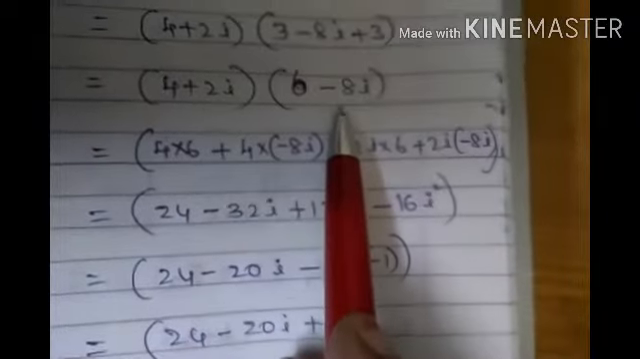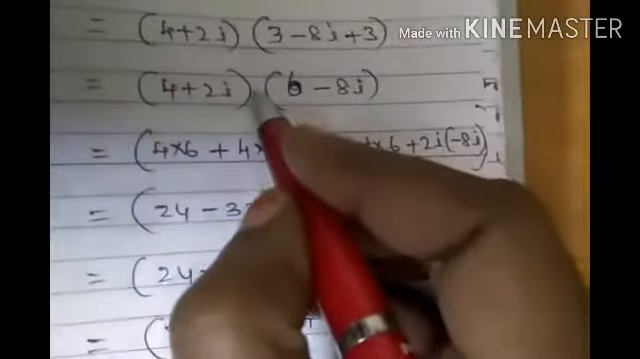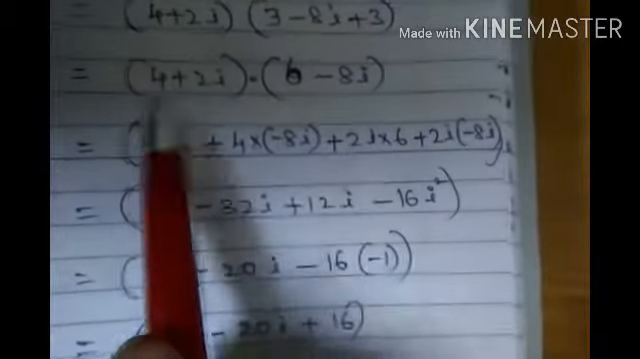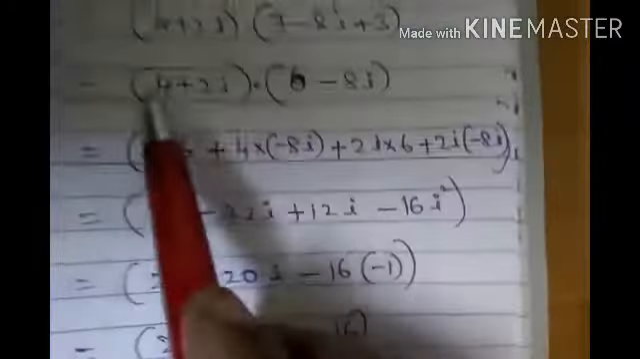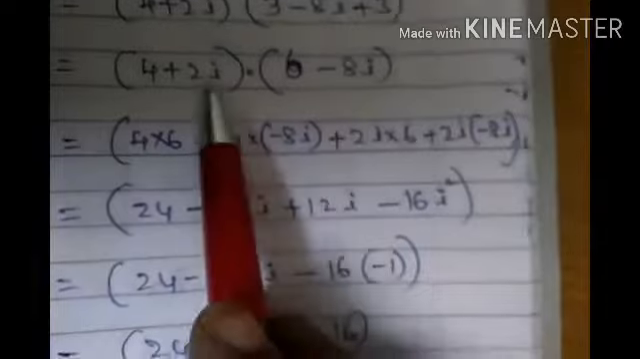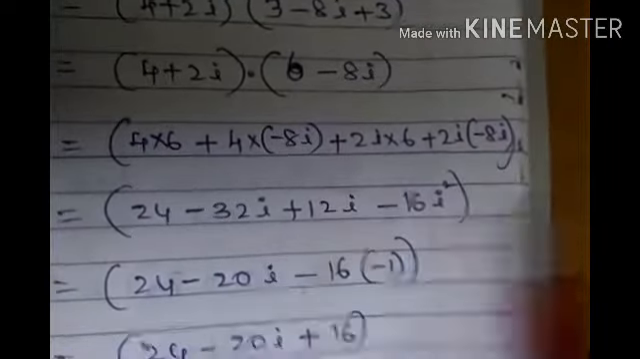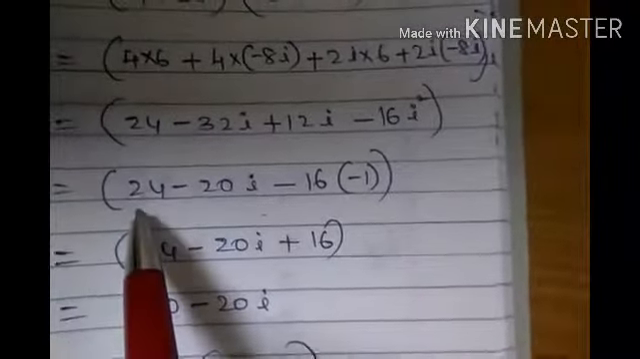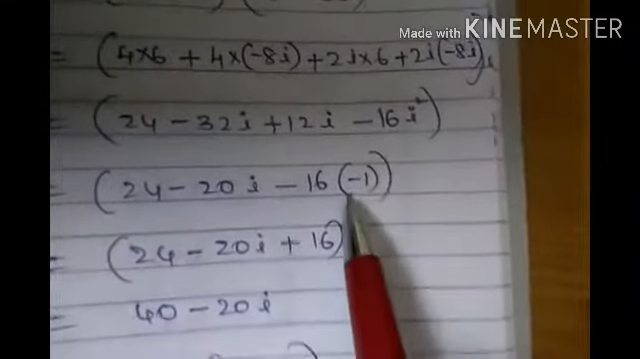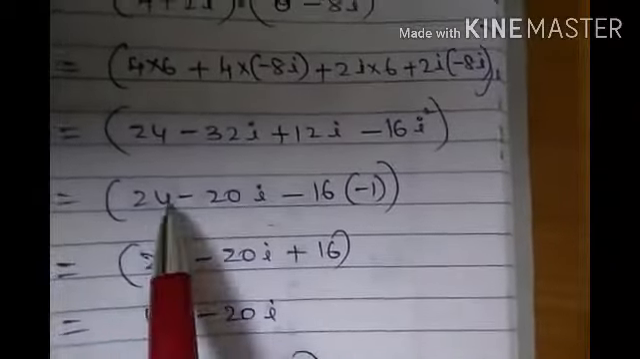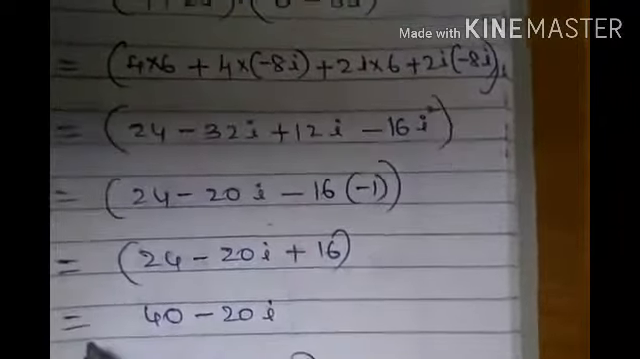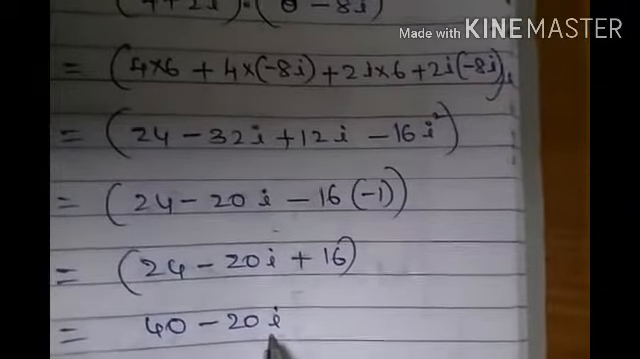Again, these are complex numbers. Multiply these two complex numbers. 4 into 6 gives 24. 4 into minus 8i gives minus 32i. 2i into 6 gives 12i. 2i into minus 8i gives minus 16i square, which is equal to 24 minus 20i minus 16 into minus 1. That is equal to 24 minus 20i plus 16, which is equal to 40 minus 20i.